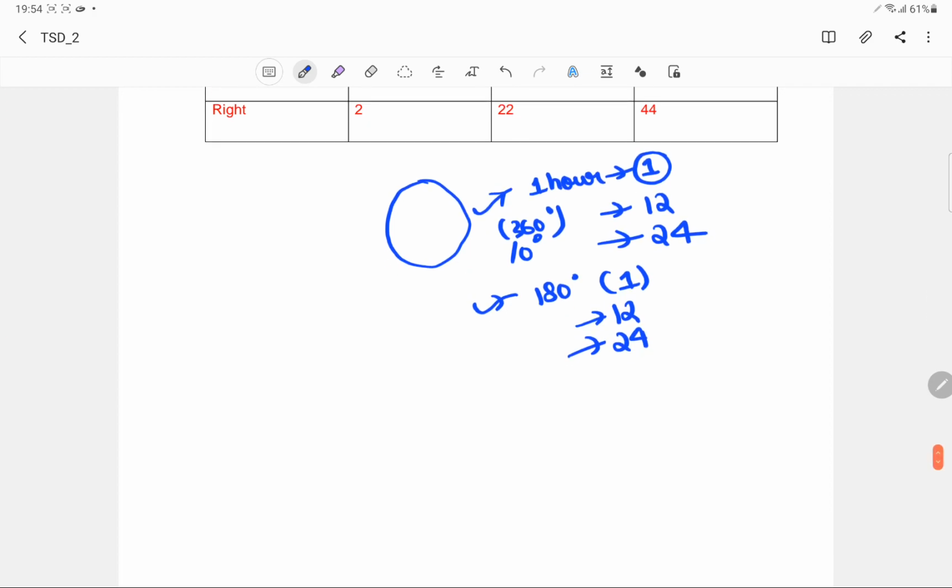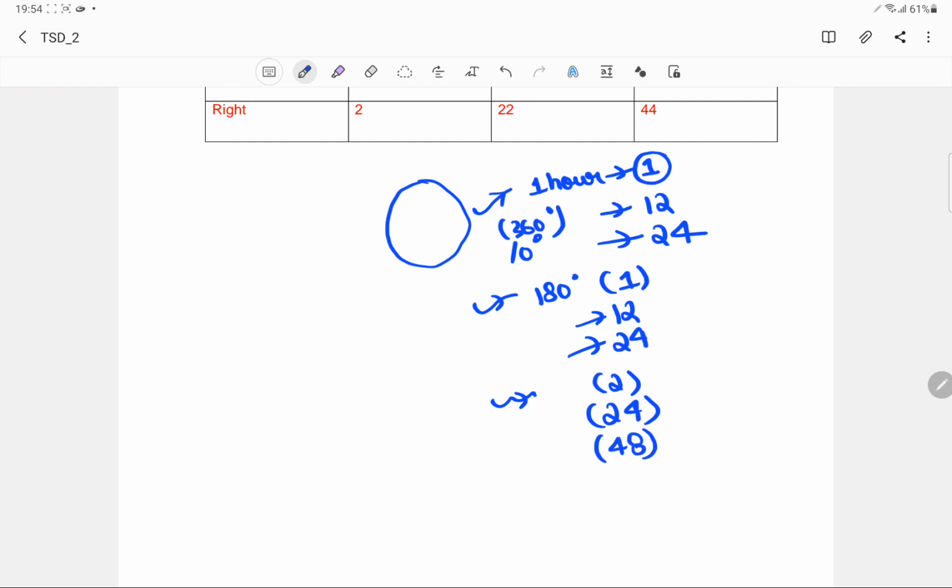As far as the right angle or any angle less than 180 degrees, we say that it would meet 2 times. So in 12 hours it would be 24, and in 24 hours it would be 48.